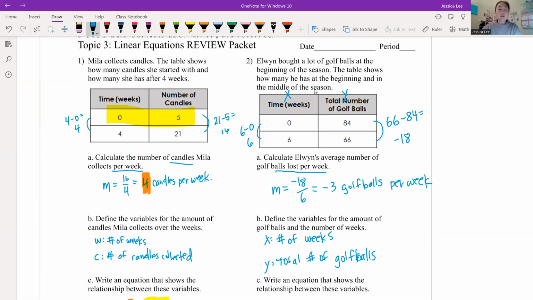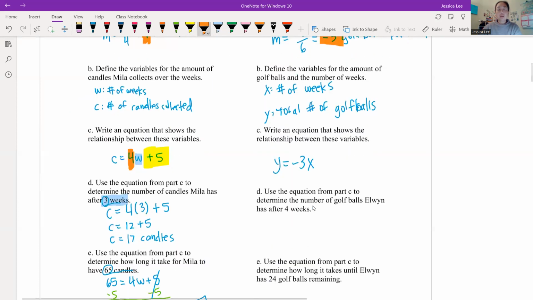So remember, our y-intercept is called b for the beginning. So again, here's our y-intercept. Here is our slope, just like that. And so right here, we're going to just plus 84 because we started out with 84. Okay, and there's our equation.